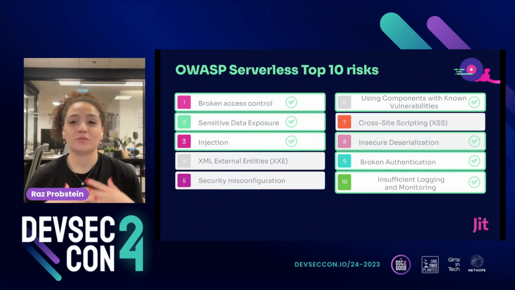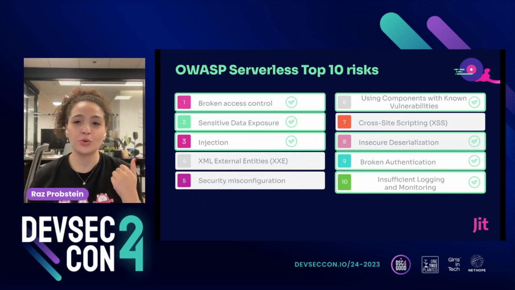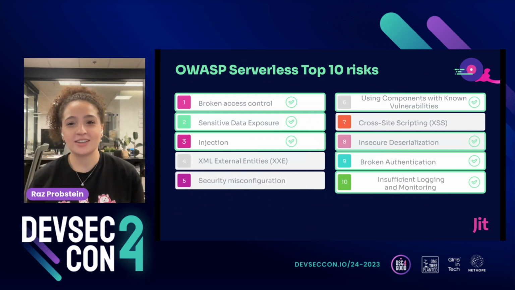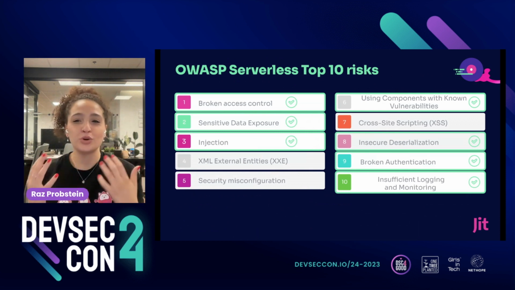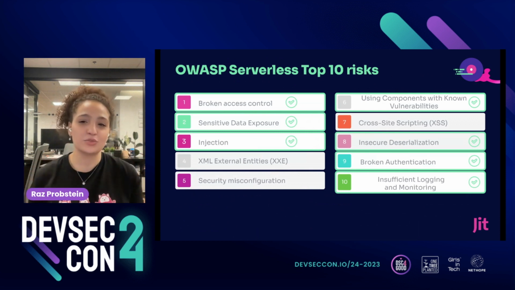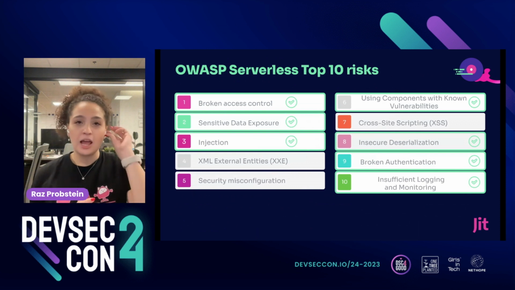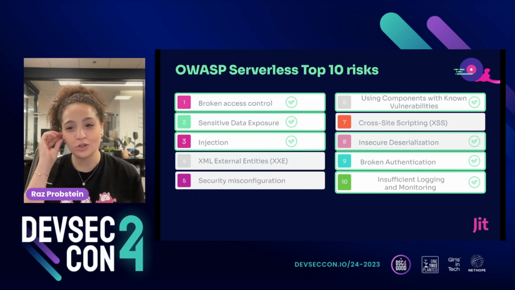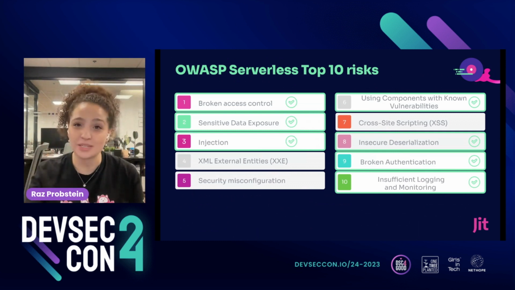Awesome. So we've covered the 7 items. So we've covered broken access control, injection, using components with known vulnerabilities, insecure deserialization, sensitive data exposure, broken authentication, and insufficient logging and monitoring. I do hope that now you have a better understanding of the way that we look at the list, and you saw some examples of great open source tools and services that can really help us.